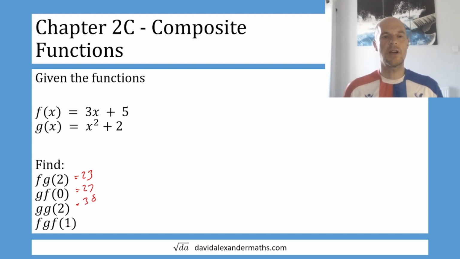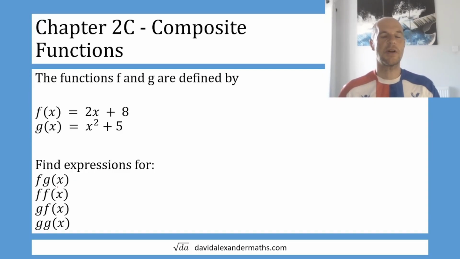So for fgf of 1, I'm putting 1 through f, then what comes out of that I'm putting into g, and what comes out of g I'm then putting back into f again. So f of 1 is 3 times 1, which is 3, plus 5, which is 8. 8 is now going into g. That's 8 squared, 64, plus 2 is 66, and then this 66 is going back into f. So there's going to be 3 lots of 66 plus 5, which is 203. So just remember, you're working through the functions from the right to the left.